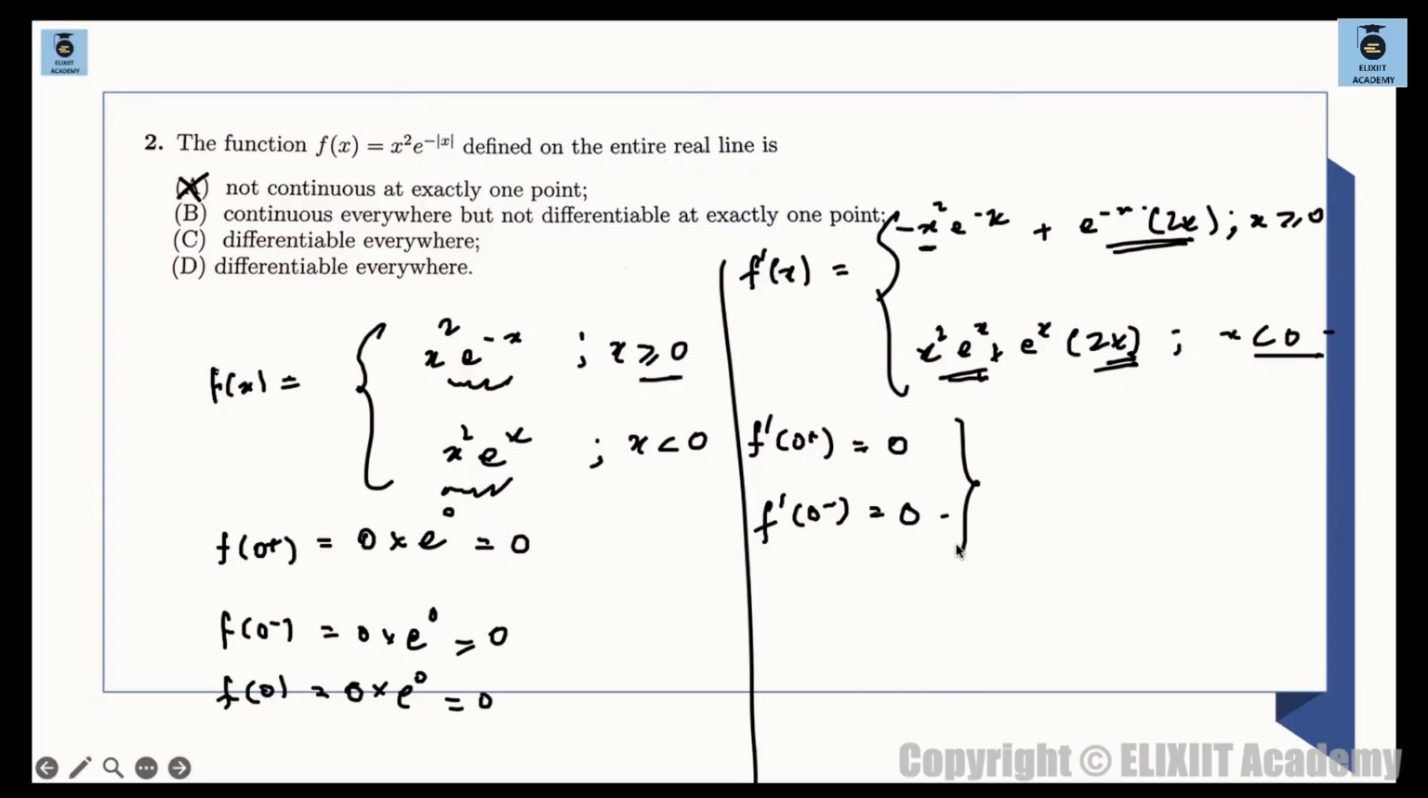So the left hand derivative and the right hand derivative are equal, which means the function is differentiable everywhere. So option C and D are the same. Take C. Most likely this is a printing mistake, so C must be correct.